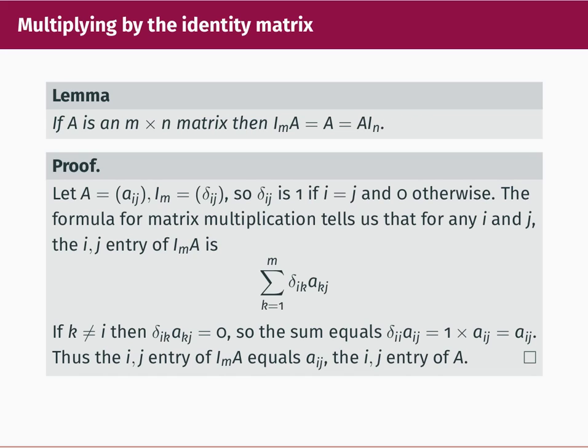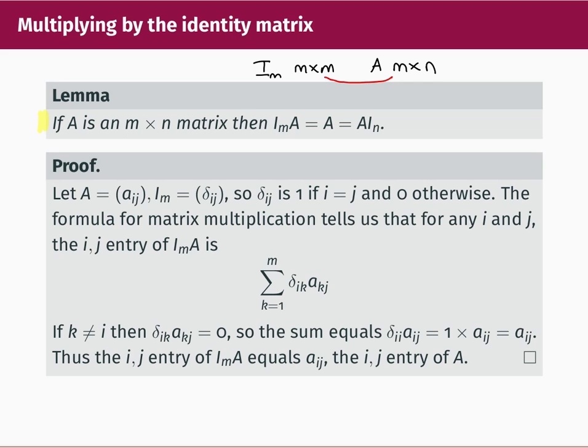So I said that the identity matrix behaved like 1 under multiplication. Here is a lemma that states that. It says if A is an m by n matrix, well, let's just think a bit carefully about these products. Im is m by m, A is m by n. So the product Im times A makes sense, and it will be m by n, because the two m's in the middle cancel out. And in fact, Im times A is equal to the m by n matrix A. And similarly, A times In, again this makes sense, and again it's equal to A.